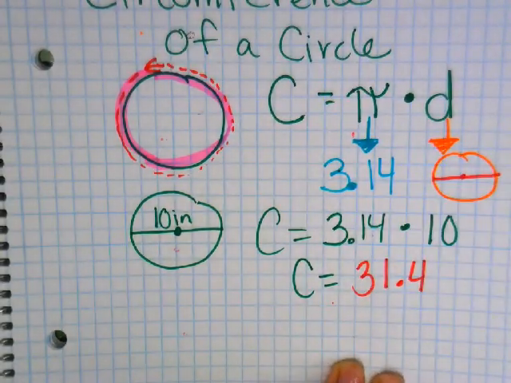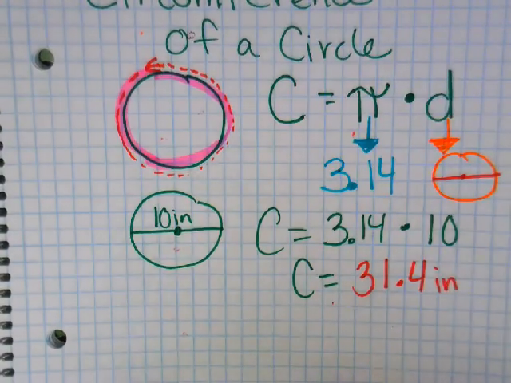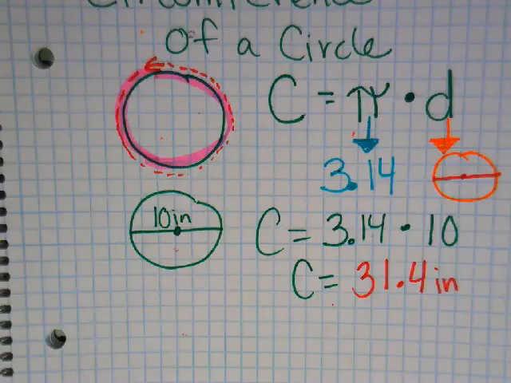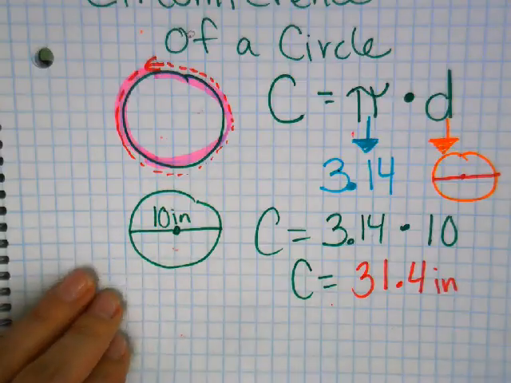But you're not done. What am I missing? Inches. Your units, inches. What if we didn't write the inches? You would have it wrong because in geometry, when we're doing area or circumference, you always have to have units. All right, we good? Okay, let's do another problem.